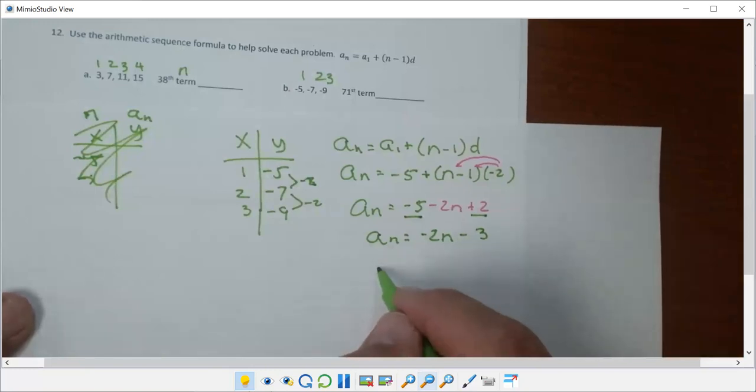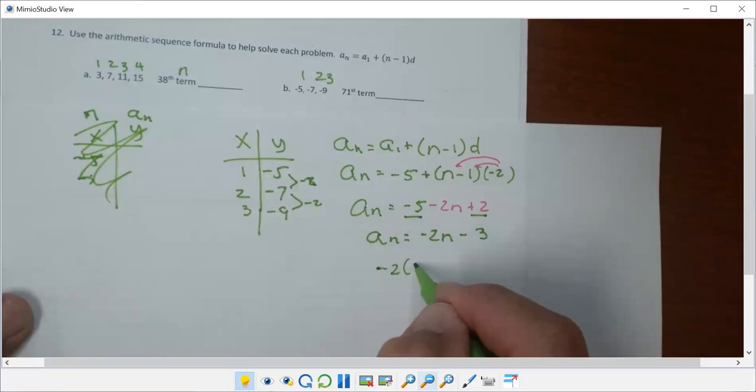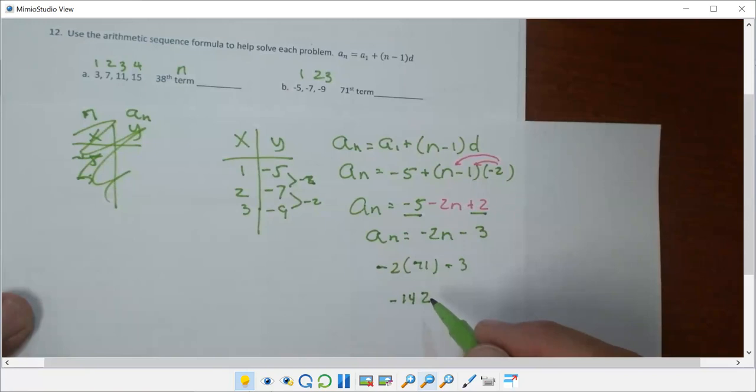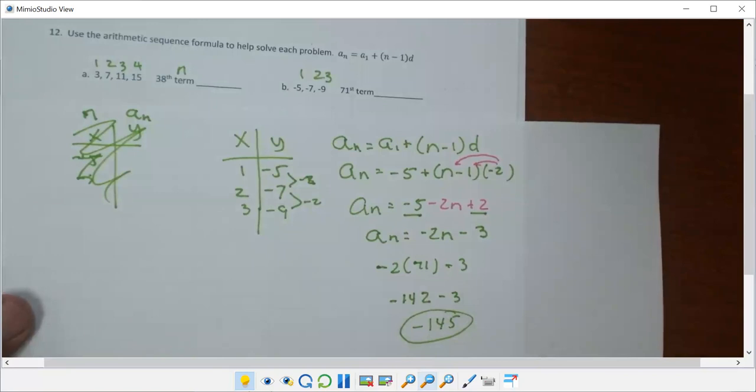Now, how do I find the 71st number? Well, I take my -2, I multiply 71 to it, and then I'm going to subtract 3. So if I take -2 times 71, that'll be -142, right? And then I'm going to subtract 3. So if you have -142 and a -3, your answer is going to be a -145. So that's how we do B. That's for the 71st number.